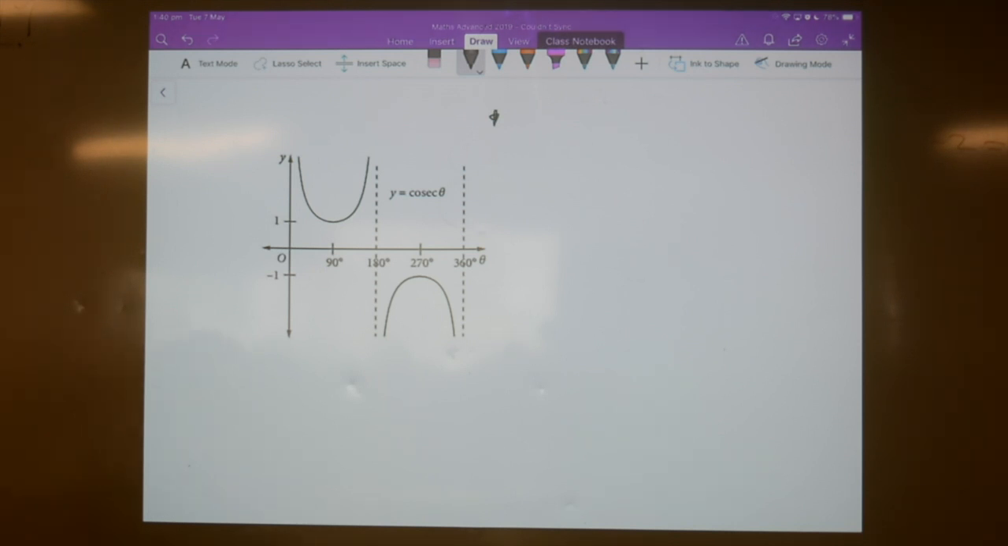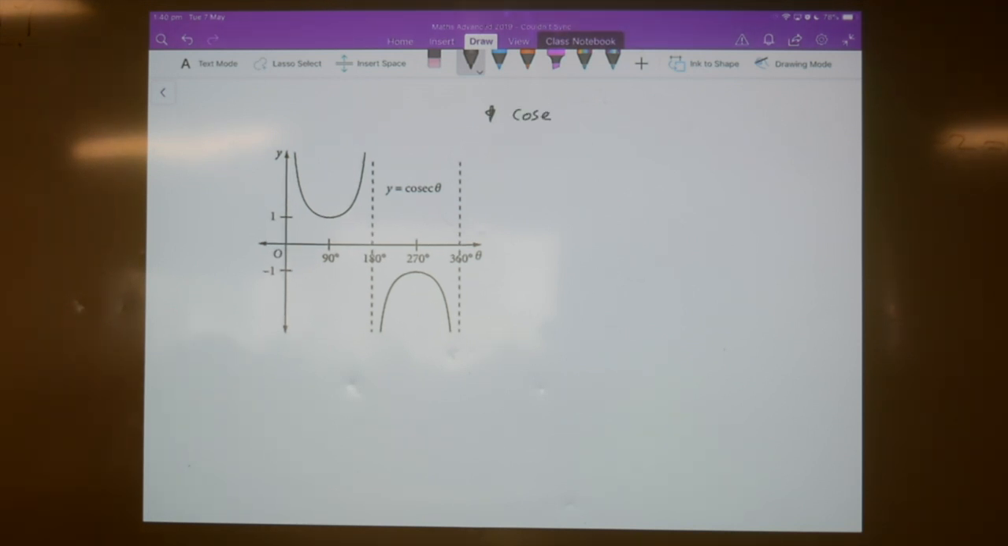Cosec has restrictions as well. Cosec theta is 1 on sine theta. So what's our restriction? The restriction is sine theta cannot equal 0. Right? So where does that mean that the graph is undefined?